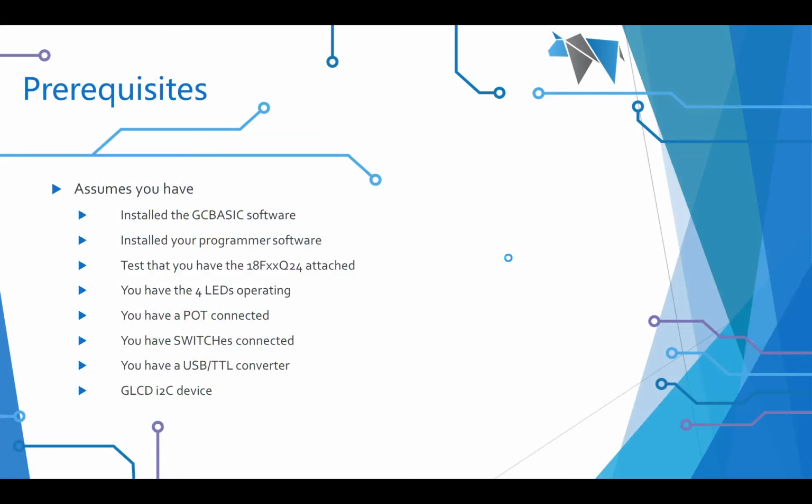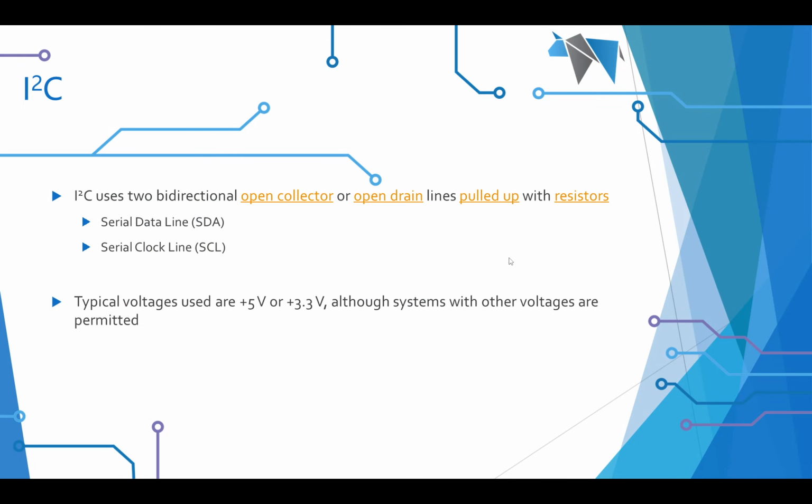Okay. So let's talk about I2C. It uses 2 connections. Okay, it uses open collector, open drains, call them what you like, and they're pulled up with resistors, and those 2 are called the SDA and the SCL, and they're typically at a voltage somewhere between 5 volts and 3.3, but you can have many different voltages. So we have an SDA line and an SCL, which is the clock line.